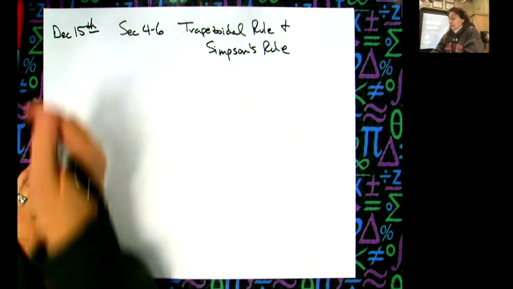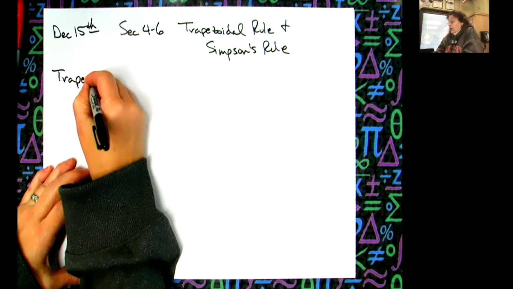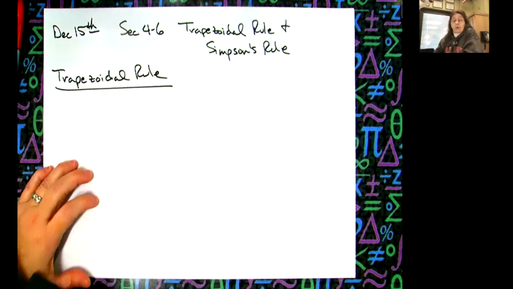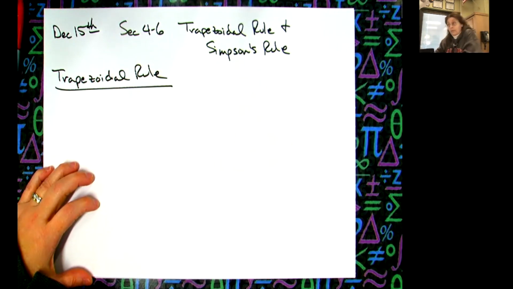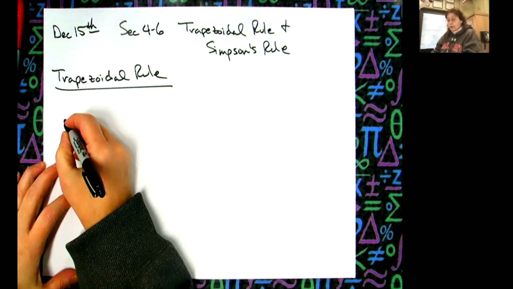Now, first of all, we're going to take a look at the trapezoidal rule, and we're going to go conceptual. First of all, you have to know what a trapezoid is, and you have to remember how to calculate the area of a trapezoid. This would have been 7th and 8th grade math. What is a traditional trapezoid?